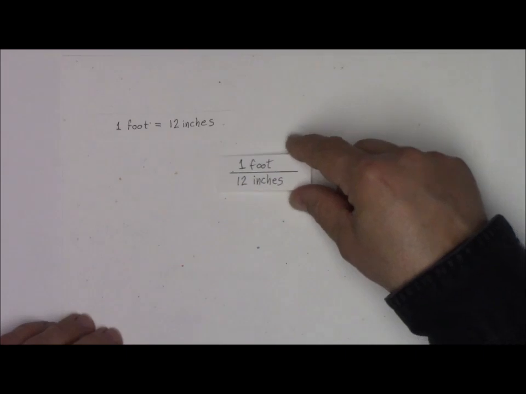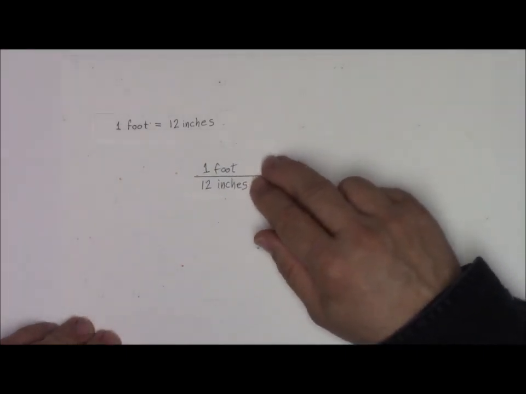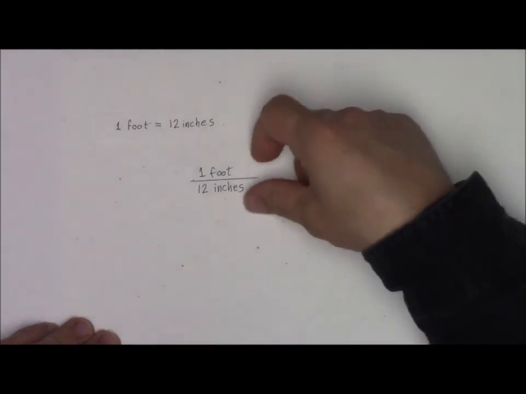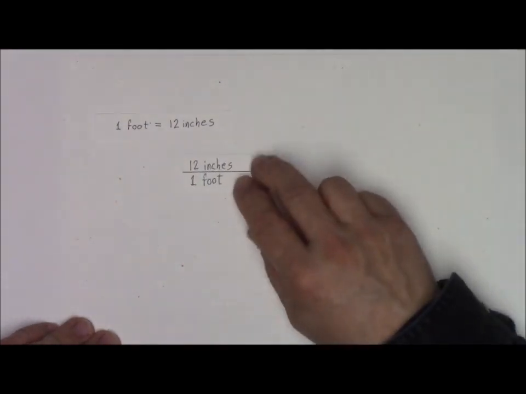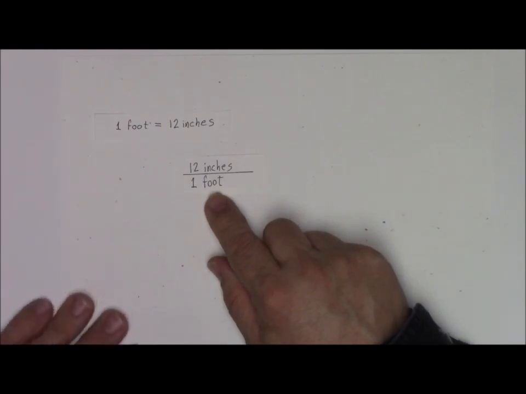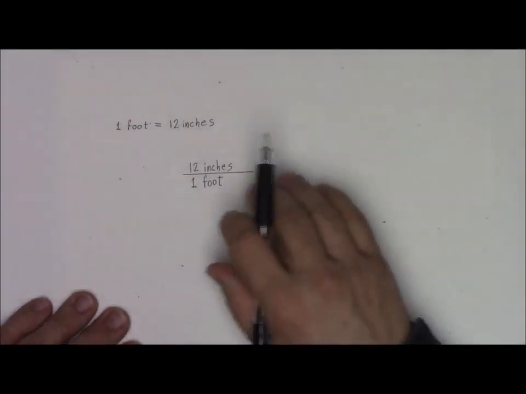Now, that's an equality you're all familiar with, and the question is, can we make a conversion factor out of that equality? Well, since 1 foot and 12 inches represent the same length, we can make a fraction out of it. One possible conversion factor is 1 foot per every 12 inches. The other way we can make a conversion factor is to flip it, and we get 12 inches in 1 foot.